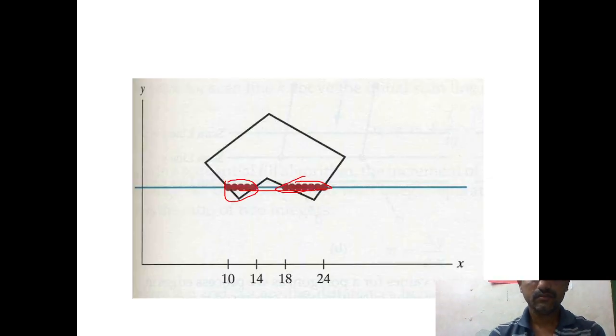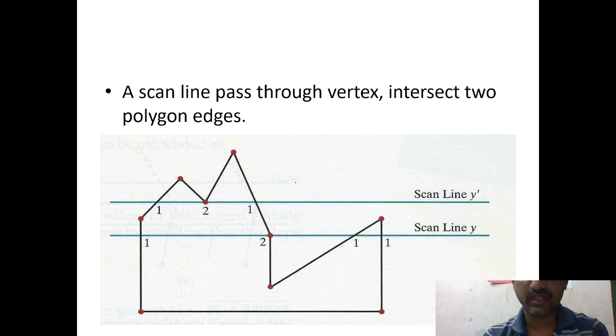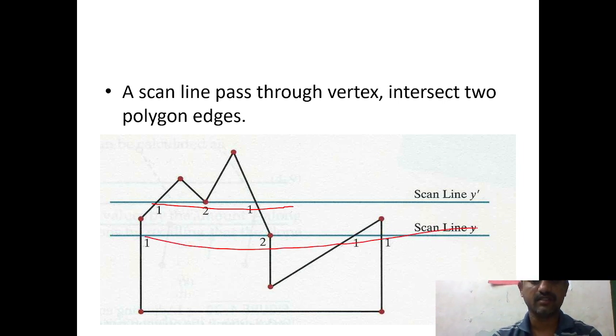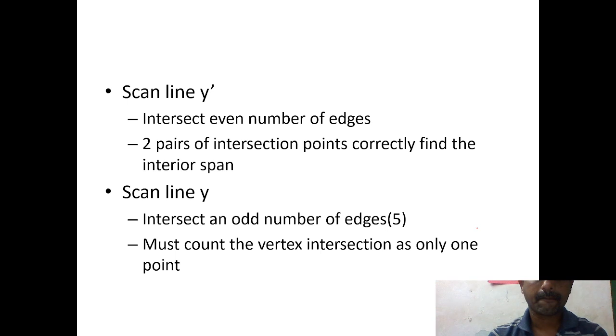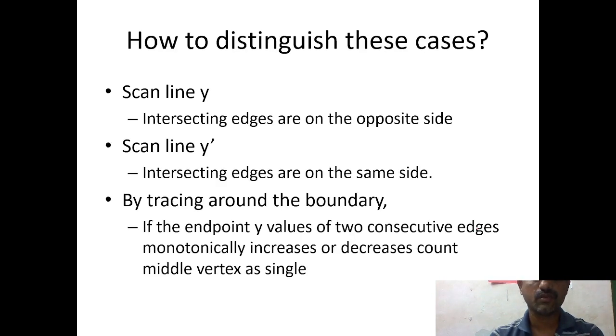A scanline passing through a vertex intersects two polygon edges, that is, the one scanline and the second scanline. If scanline Y intersects an even number of edges, two pairs of intersection points correctly find the interior span. If scanline Y intersects an odd number of edges, we must count the vertex intersection as only one point. Scanline Y intersecting edges may be on opposite sides, or on the same side.